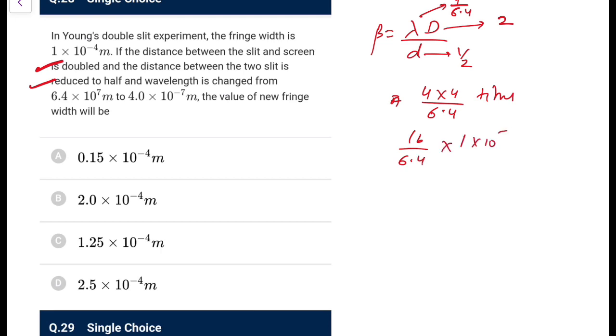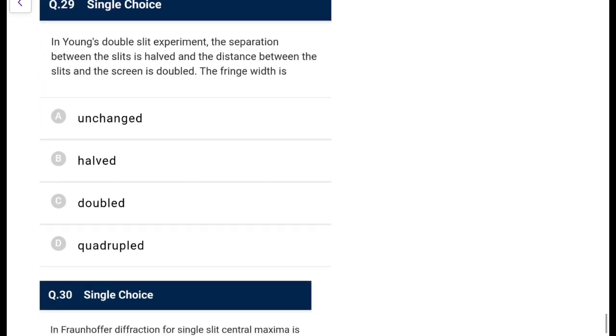Original was 1 into 10 to the power minus 4. So 16 upon 6.4 would be 2 point something, I guess, so it would be 2.5 into 10 to the power minus 4 meters. Go with option D, simply take the ratio, nothing else. In YDSE, the separation of slits is half and the distance between the slits and the screen is doubled, same thing. So screen distance is doubled and slit separation is half, so it becomes 4 times, nothing else to do.